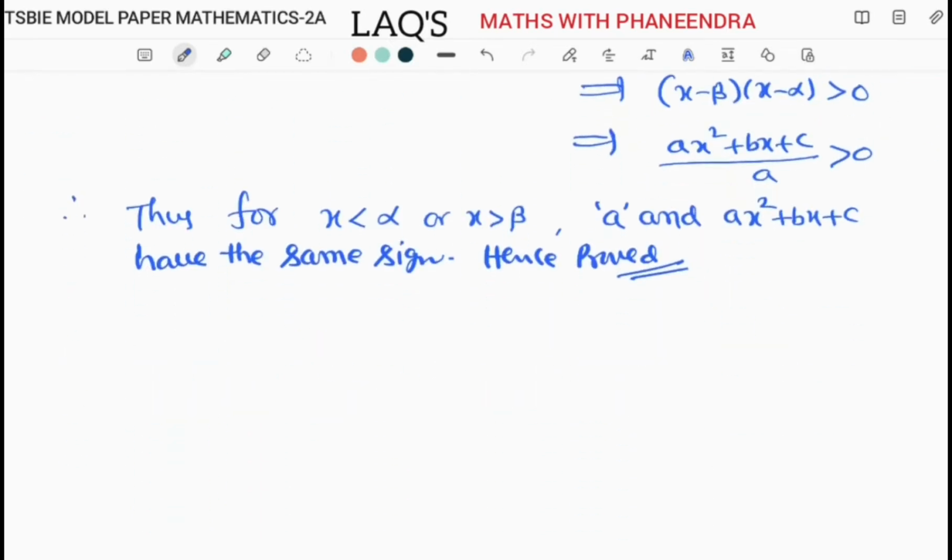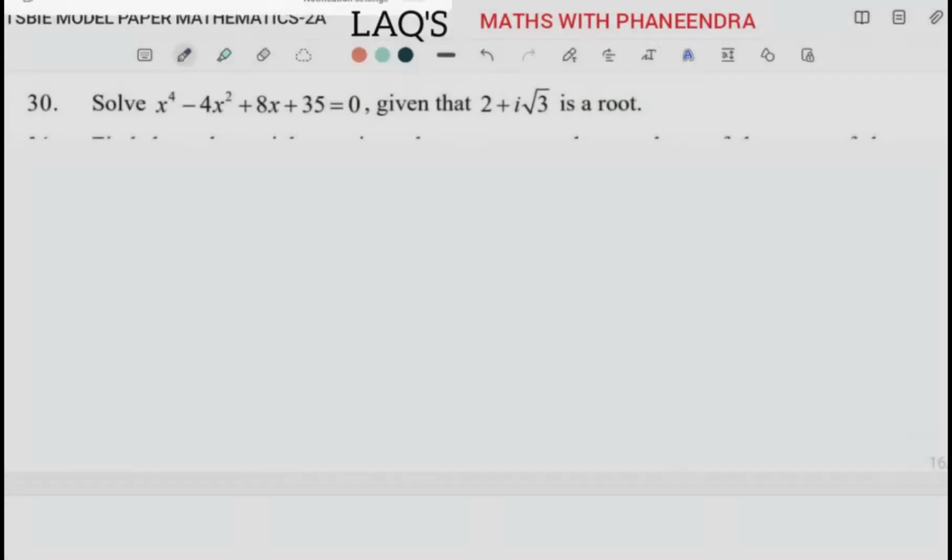We'll move to the next question, dear students. Next, question number 30. Solve x power 4 minus 4x square plus 8x plus 35 equal to 0, given that 2 plus i root 3 is a root. Whenever a plus i root b is a root of the polynomial, a minus i root b is also a root. So conjugate pairs, conjugate surds. If 2 plus i root 3 is a root, then 2 minus i root 3 is also a root.